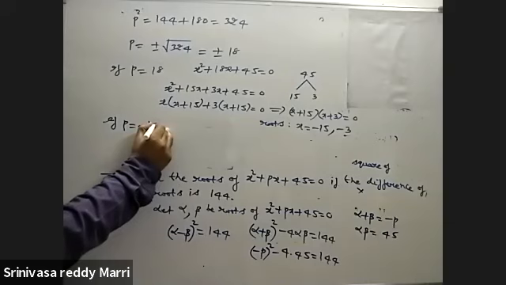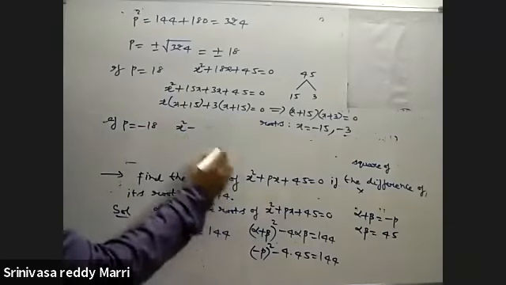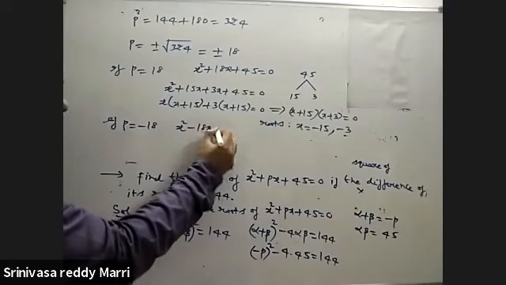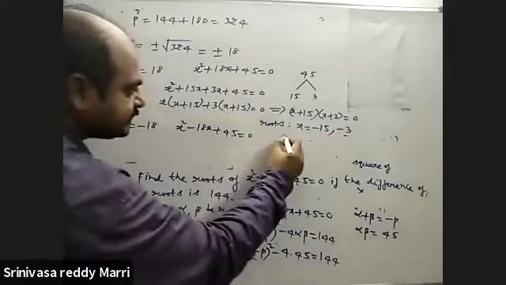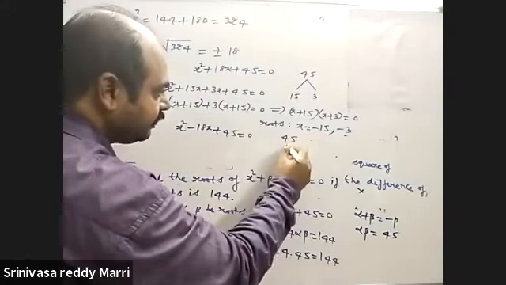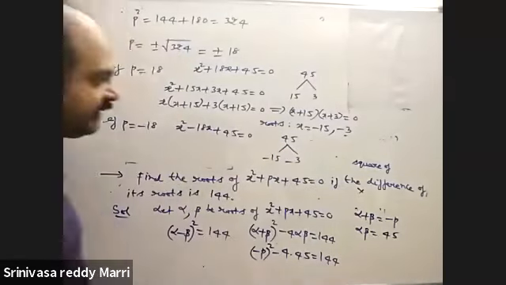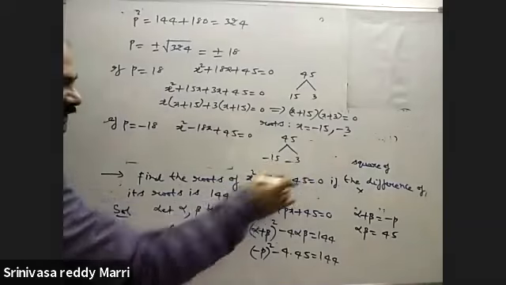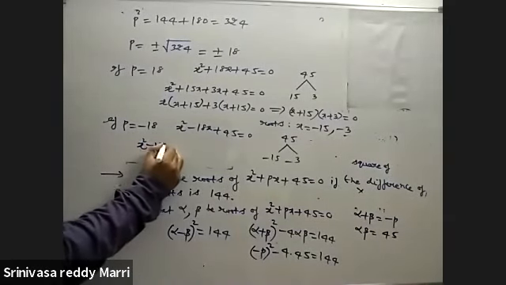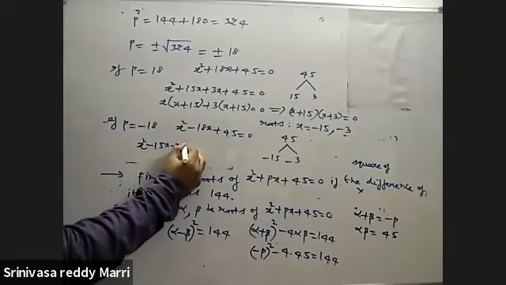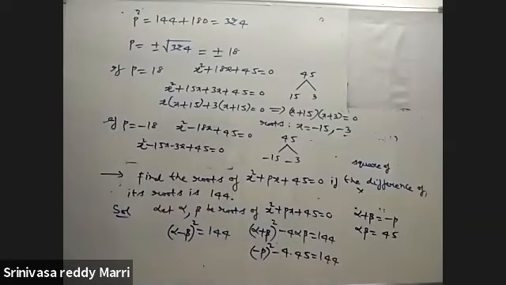If p equal to minus 18, what will you get? This equation will become x square minus 18x plus 45. Now you can factorize this one. Look at 45: 15 into 3, minus 15 minus 3, such that minus 15 minus 3 is minus 18. So you will get x square minus 15x minus 3x plus 45 equal to 0.